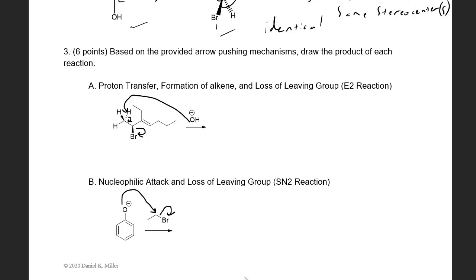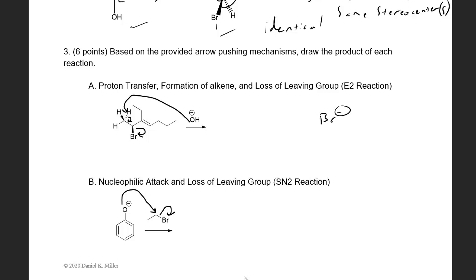All right, for this, based on the arrow pushing mechanism, draw the product of the reaction. So here I have my electrons on my hydroxide anion taking this proton, and then my electrons from this carbon-hydrogen bond move down to form the double bond. And then my bromine leaves. So my carbon-bromine bond breaks and my bromine leaves. So one of the products that I have is Br-.